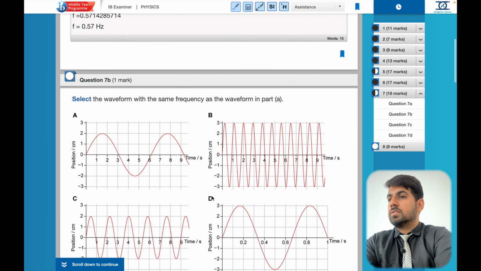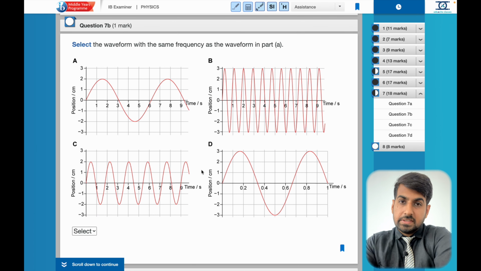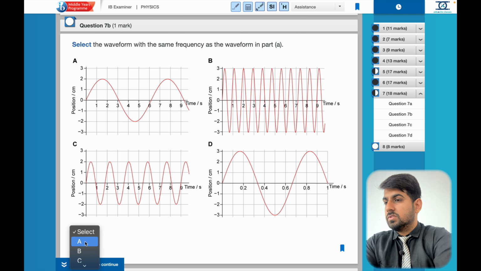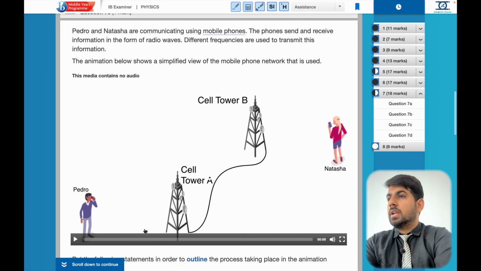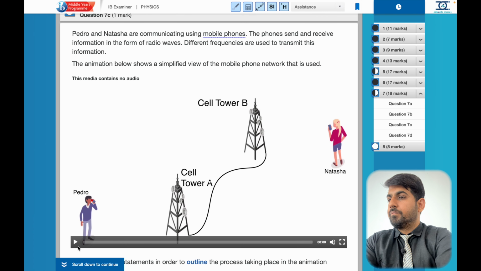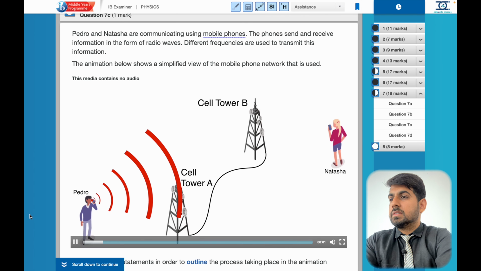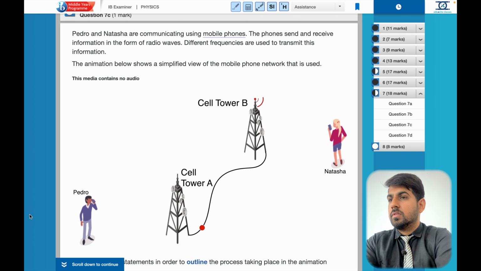Okay, now 7B, select the waveform which has the same frequency as we got in part A. So if you look, this is 6, this is less than 1, this is 1, and this is 1. Yeah, so the nearest one is C. Option C will be the right answer. Easy one. Now 7C part, look at this animation, there is no audio. Pause the video if you want to read the question.